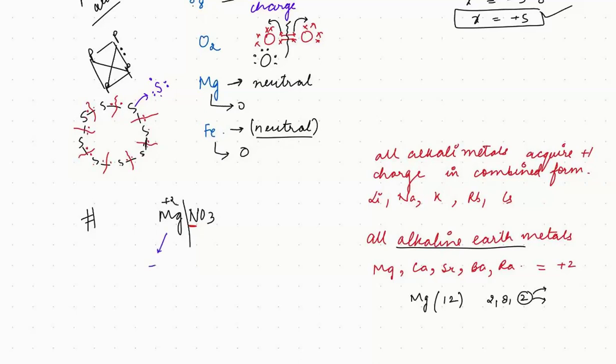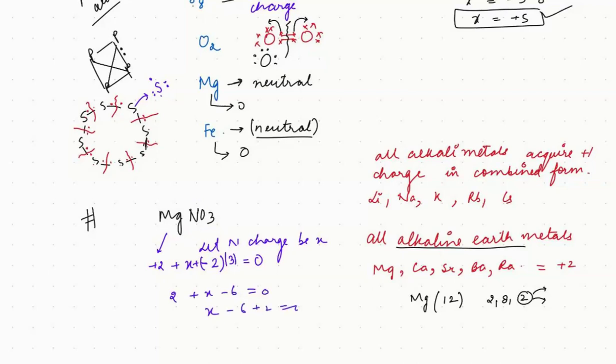So when Mg is +2, let nitrogen's charge be X. So it is going to be 2 plus X minus 2 times 3, because there are 3 oxygen. The net charge of the entire compound is 0, because when I write down MgNO3, I do not write down any charge. So 2 plus X minus 6 equals 0. So X minus 4 is 0, so X is going to be 4.